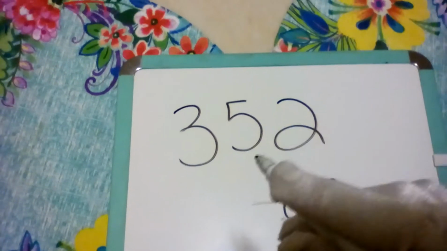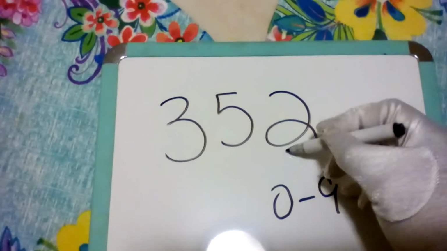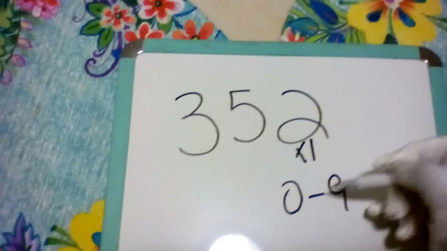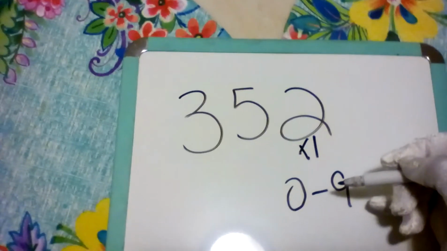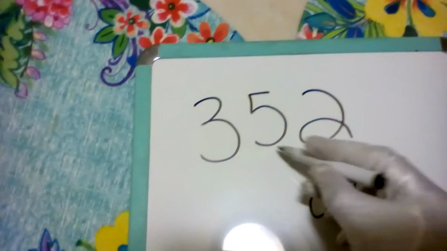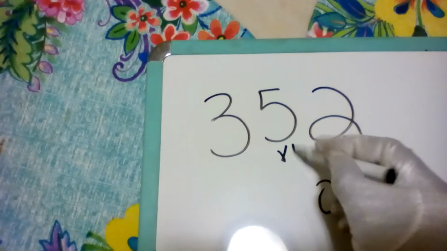Each digit is placed in a certain spot, in a certain place, okay? And each place has a numerical value, okay? Farthest to the right, where the 2 is placed, is what we call the ones place, and it has a numerical value of times 1. Directly to the left of the ones place is called the tens place, and it has the numerical value of times 10.